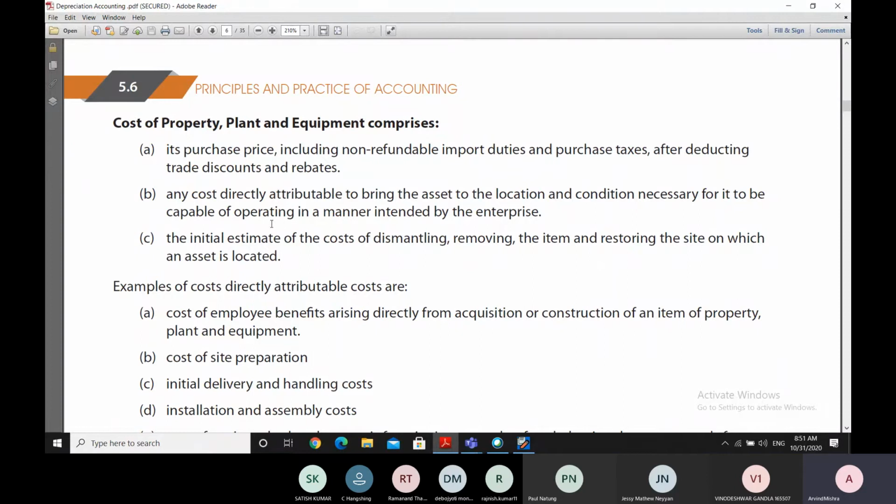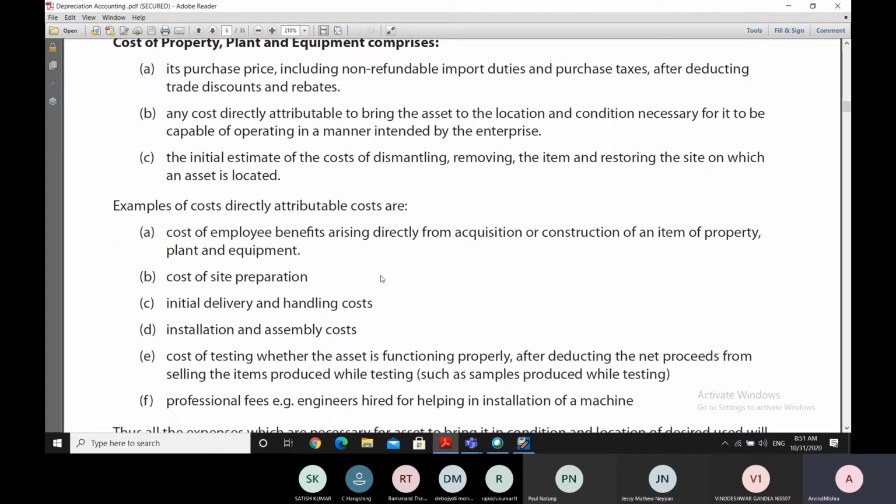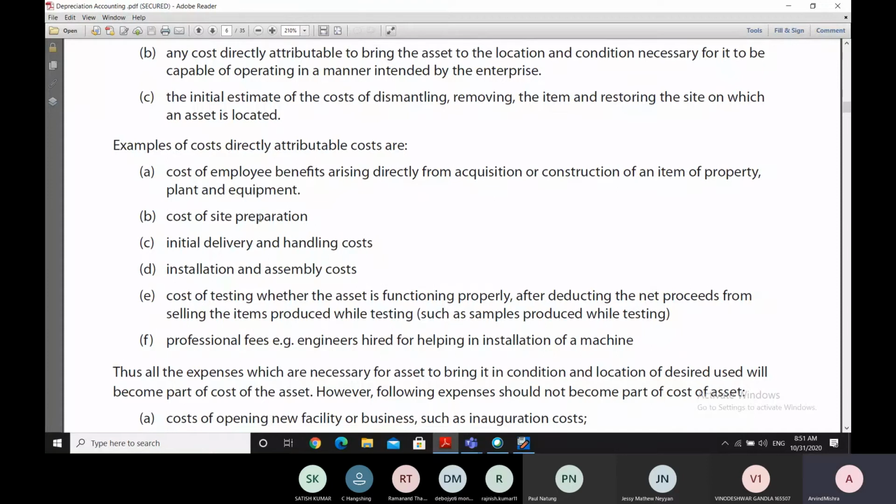So here we are in B, we have talked about the costs which are directly attributable to bring the asset to that location, not indirectly attributable. So we have to understand which are those costs which are directly attributable costs. And the costs which are directly attributable to bring the asset to the location and the condition are, A, number one, the cost of the employee benefits that arise directly from the acquisition or construction of an item of the property, plant and equipment.